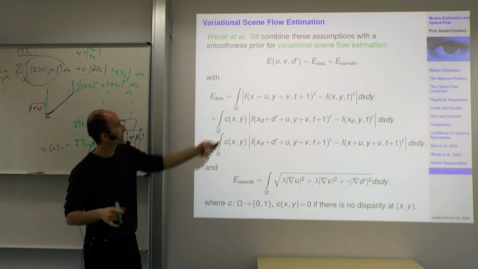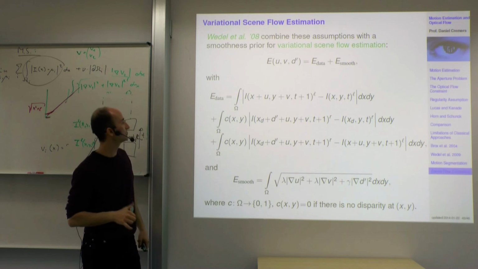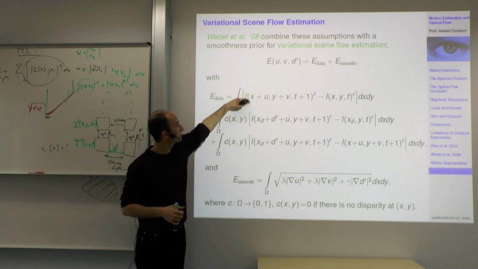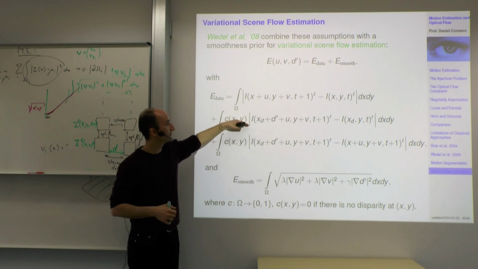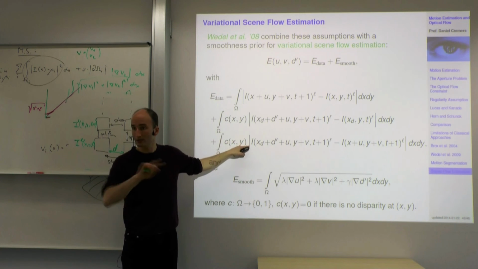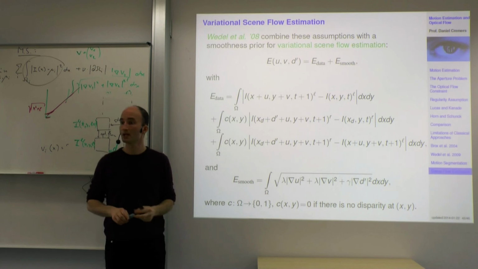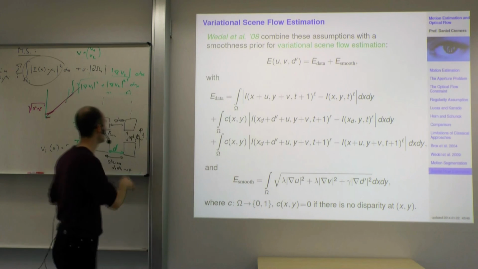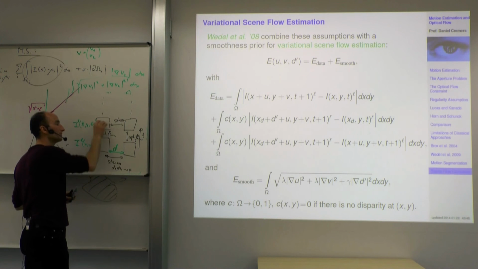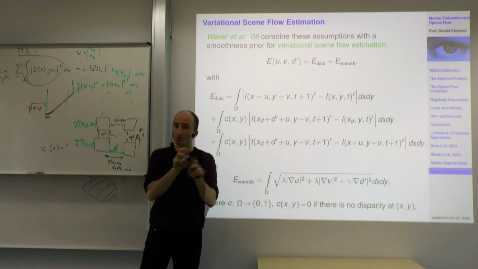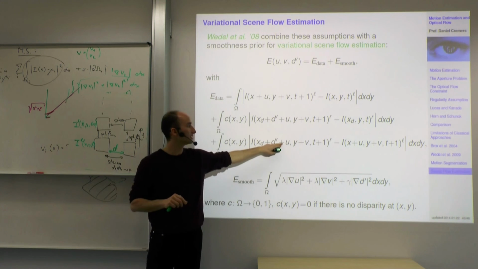So we have a data term, a smoothness term, and the data term now takes 3 components. One is the first constraint for the left image, for the right image, the flow constraint, and then a consistency constraint between the left and right images. And so in some sense what we're doing is we're estimating optical flow for the right camera and flow for the left camera, but under a constraint that left and right should be consistent. And that is this constraint.